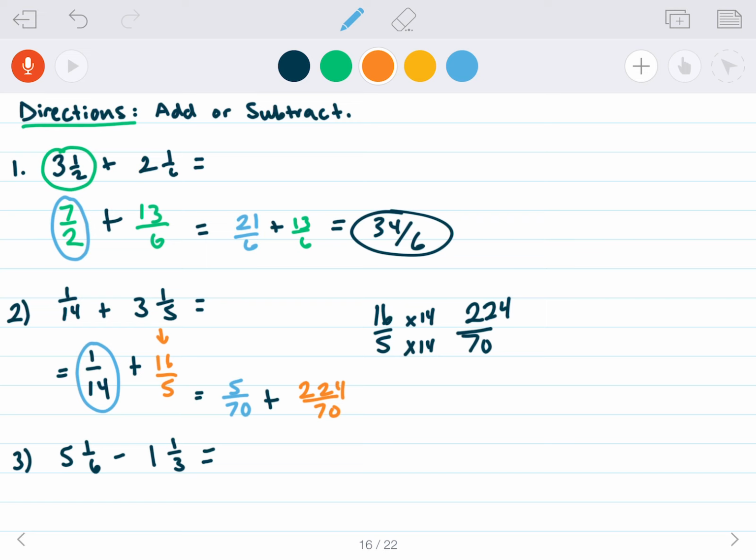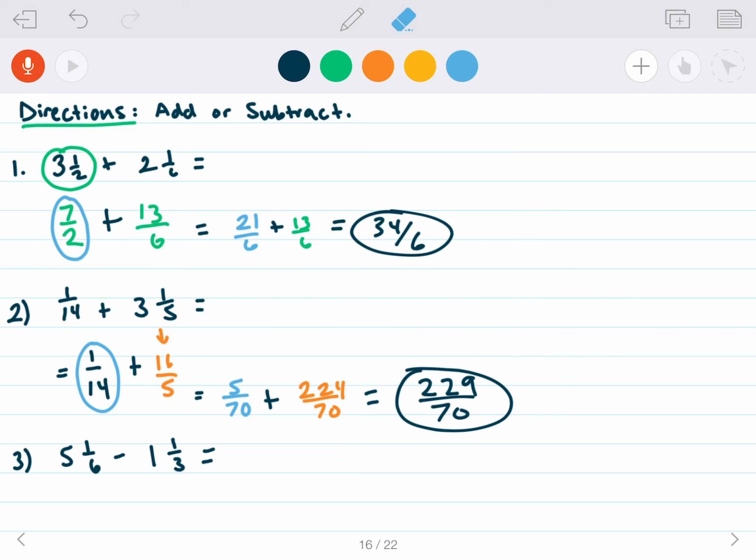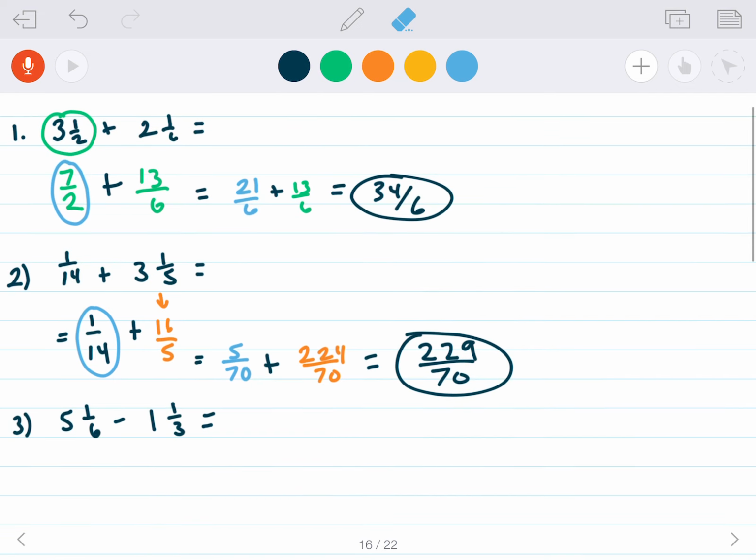And now we have common denominators, and we can just add straight across. So 224 plus 5 is going to be 229 over 70. And that's my answer. Maybe I could simplify or something like that, but that's good enough, I think.